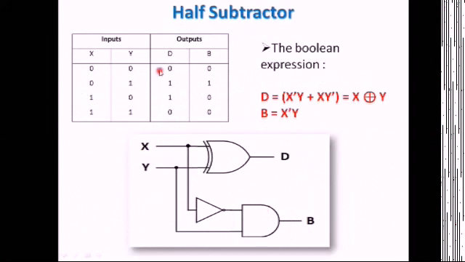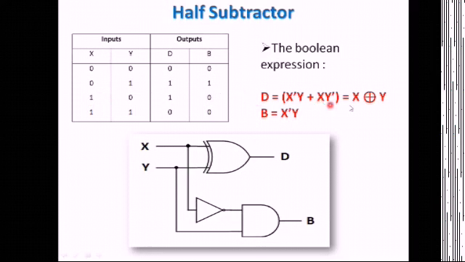Now let us move to the Boolean expression. How to find the Boolean expression? Now see, this is the truth table where X and Y are the inputs and D and B are the outputs. So what is the expression of D? D is equal to X bar Y plus X Y bar. Why? Because there are 2 ones here and we write the expression where there are ones. So this one means X bar Y and this one means X Y bar.